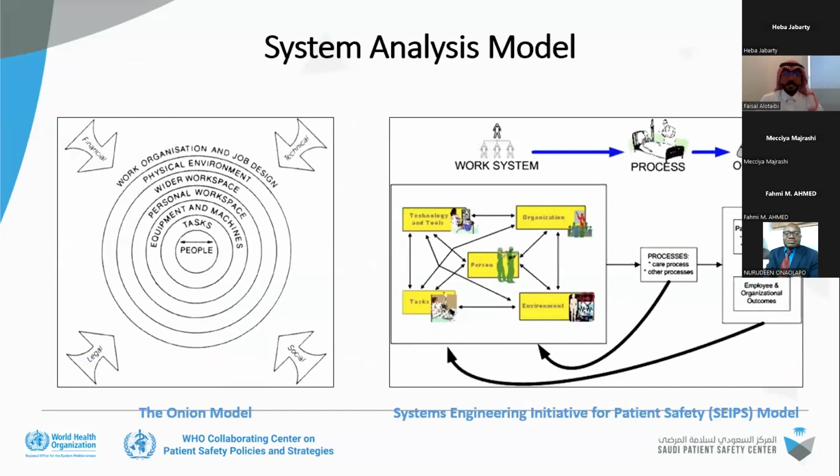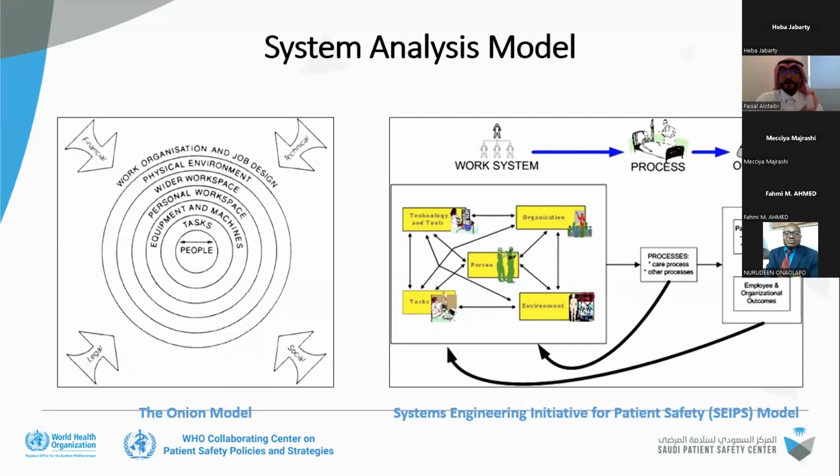So we are speaking about human factors and systems thinking. We have a couple of models that have been designed to help you analyze the system in order to investigate any patient safety event or to think about redesigning the system.